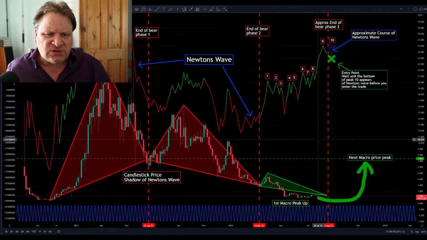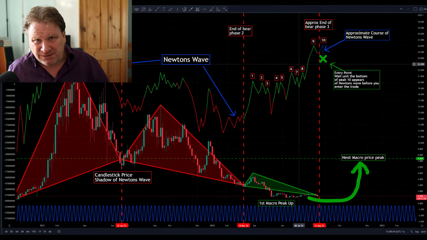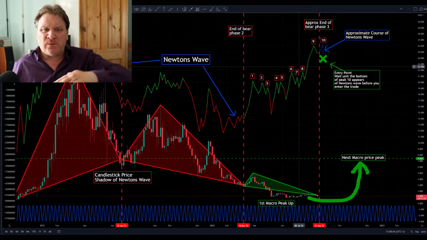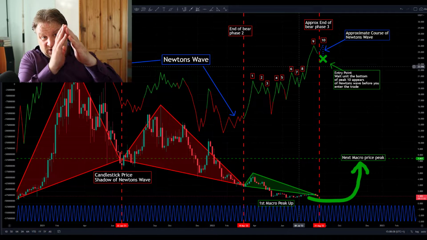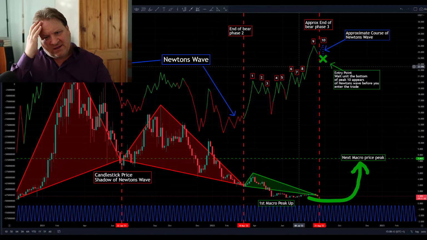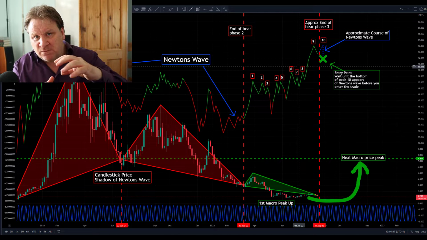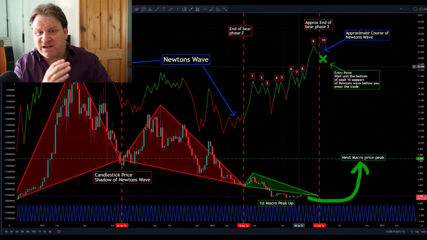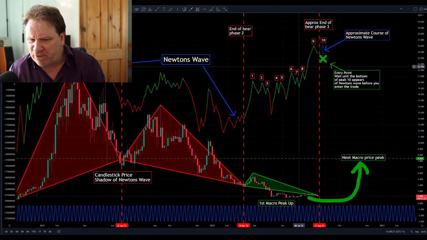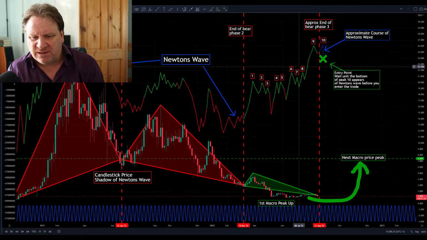So on Newton's wave here, we've done 1, 2, 3, 4, 5, 6, 7, 8, 9 peaks. It's coming down peak 9 at the moment, then it's going to do peak 10, then it's going to come down peak 10, and that is where you would enter the trade. So whatever the price is at the bottom of the peak of Newton's wave, that's where you would come in. At the moment the price is at 1.20. This is going to 7.41, right?